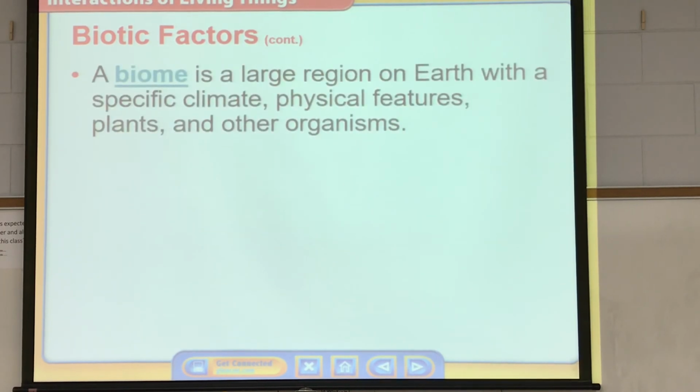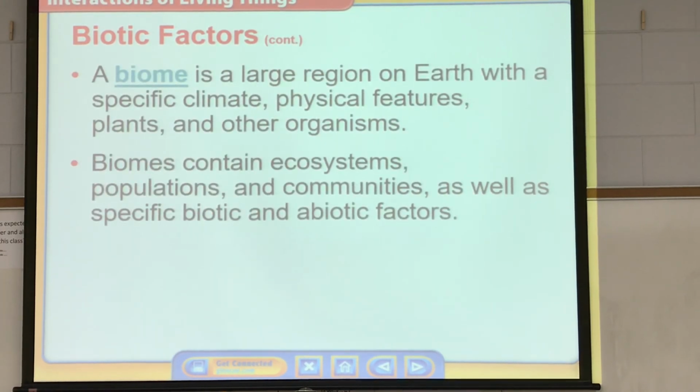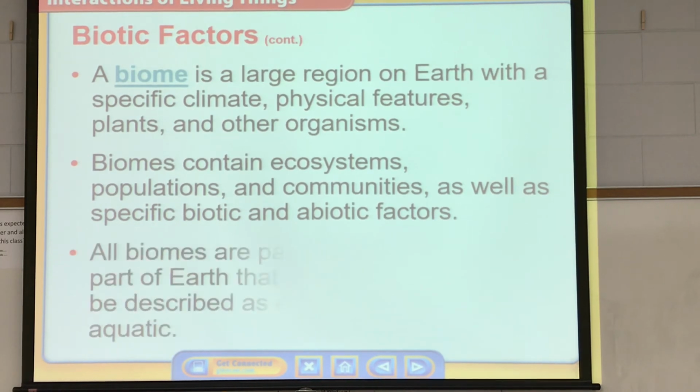A biome you talked about last week. A biome is a large area that has a specific climate, physical features, plants, and other organisms. Biomes contain ecosystems, populations, and communities. It's the largest area. If you're looking at Earth, a biome is the big area. The ecosystems are smaller areas within that area. Then there's the communities, then there's the populations, then you get down to the specific biotic and abiotic factors. So it keeps getting from bigger down to smaller.